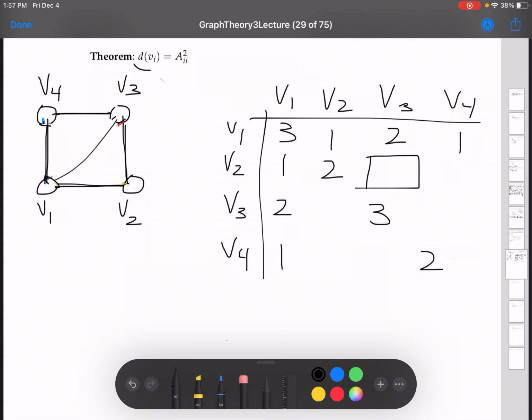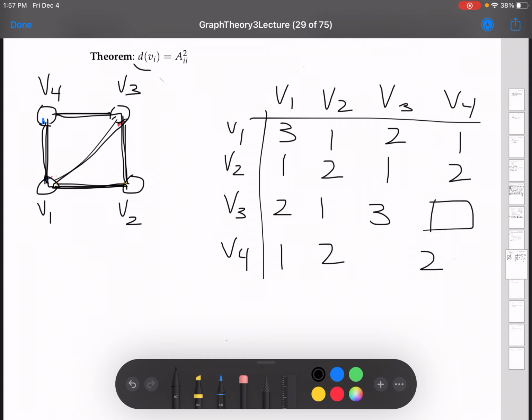Now, looking at this position here, that's the number of two-edge walks from V2 to V3. There's just one of them. So V2, V3 and V3, V2 are 1. For V2, V4, the number of two-edge walks from V2 to V4, you can see there are 2 of them. So 2, 4 is a 2, so 4, 2 is a 2. We're almost done. For V3, V4, the number of two-edge walks from V3 to V4, starting at V3 here, there's just one of them. So V3, V4 and V4, V3 are 1.